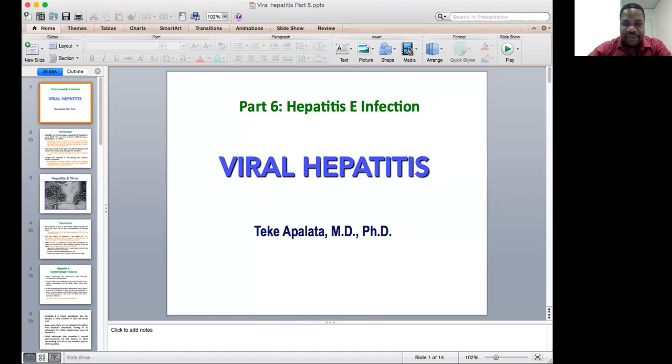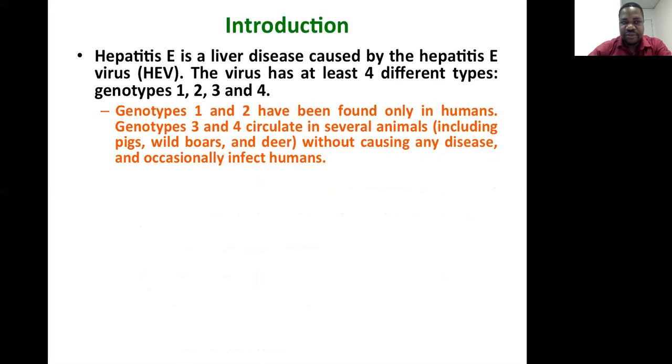Hepatitis E infection. So what do we say about hepatitis E? Hepatitis E is a liver disease that's caused by the hepatitis E virus. And this virus has at least 4 different genotypes. We have genotype 1, 2, 3, and 4.